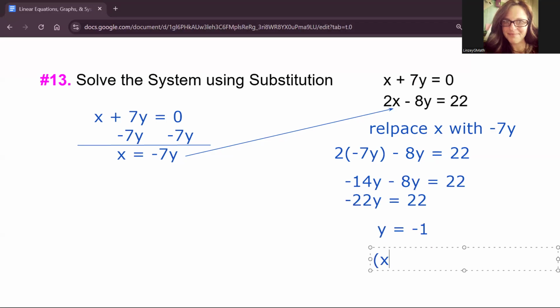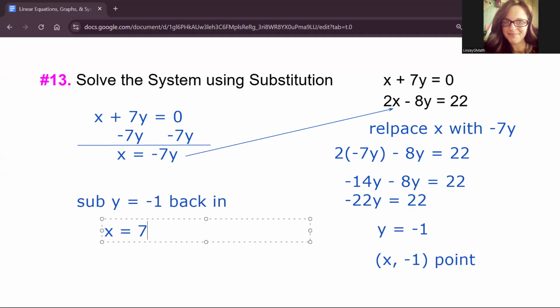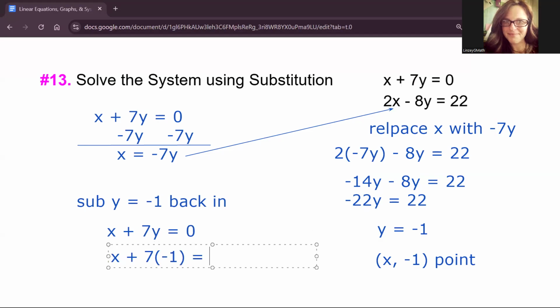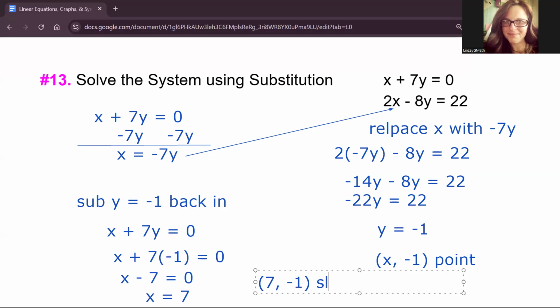Now we are not finished. We have to find the x value for our point of intersection. So we will substitute y equals -1 back into one of the original equations. Let's use the top equation, it's a little bit shorter. Substituting -1 in for y, solve for x. We'll add 7, and we get x is 7. 7, -1 is our solution, our point of intersection.